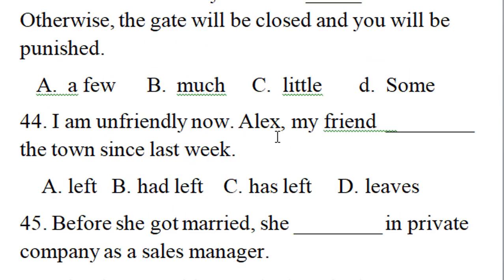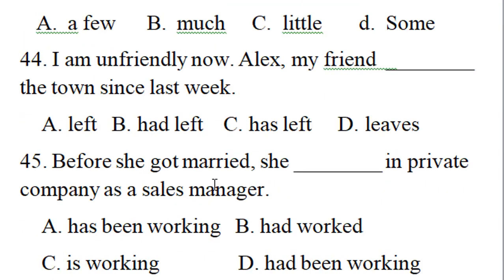I'm unfriendly now. Alex, my friend, has left the town last week. This is the result of the statement here. At the time being, I don't have any friend because Alex has left the town since last week. Alex is somewhere in other places. So it is the present perfect, which has a result connected with the time we're speaking. Definitely, the answer is C.